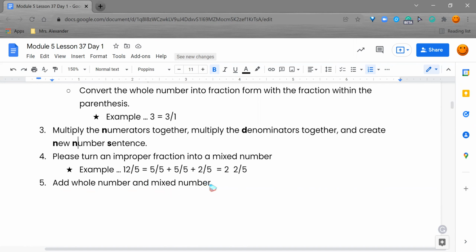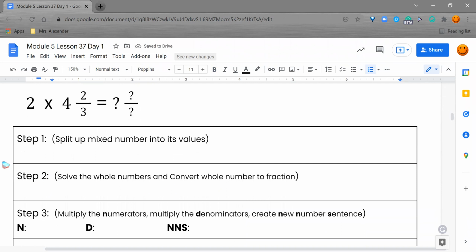So let's go look and see what this looks like. Here is our example. We have 2 times 4 2/3. So here we're going to split it up. So here I have 2 times 4 plus 2 times 2/3.